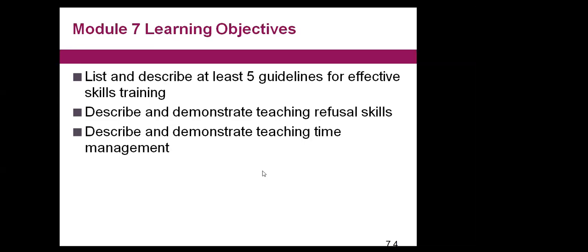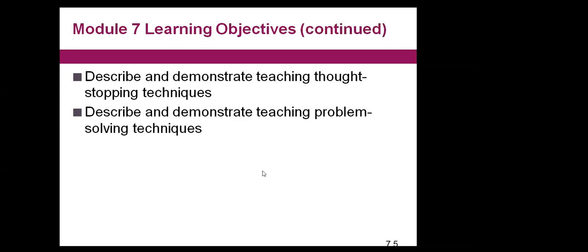So, learning objectives. By the end, you should be able to list and describe at least 5 guidelines for effective skills training, describe and demonstrate teaching refusal skills, and then describe and demonstrate teaching time management, and also describe and demonstrate teaching thought stopping techniques, describe and demonstrate teaching problem solving techniques.